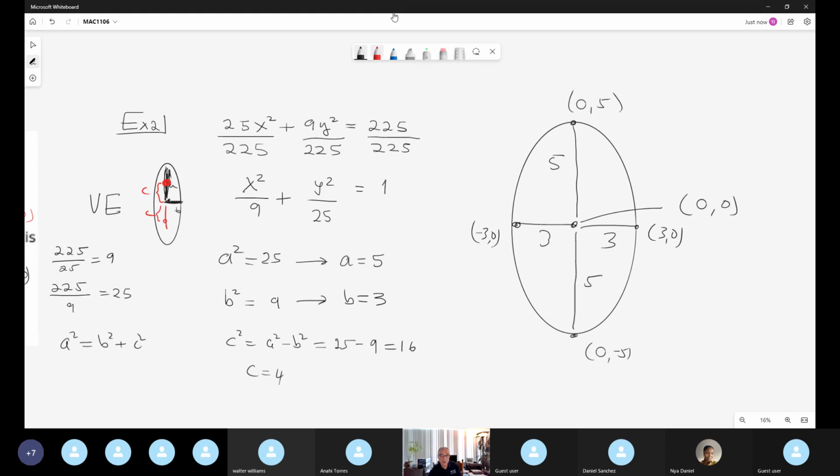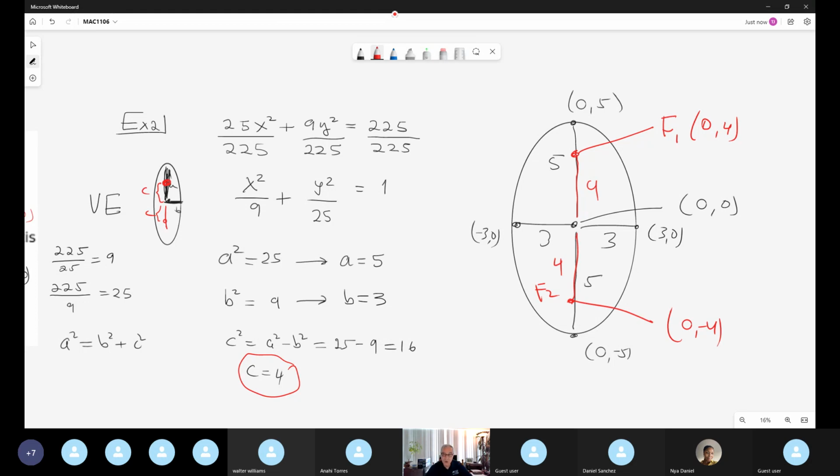And the foci are located on the major axis always. And the distance is 4. And 4 is that distance. And this is focus 1, located at 0,4, positive. And this is focus 2, and the coordinate of focus 2 is 0,-4. That's it. But I want to verify this idea now in Desmos.